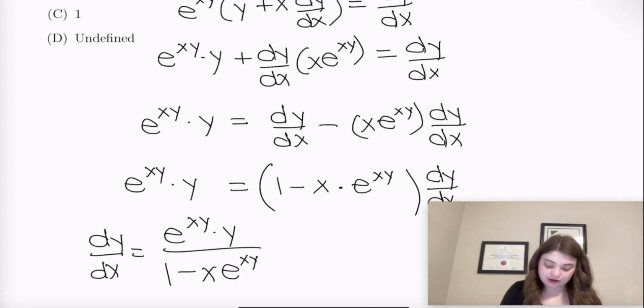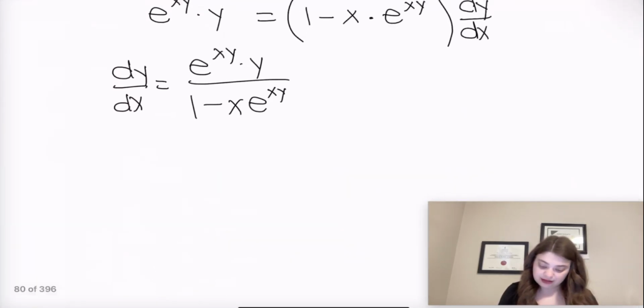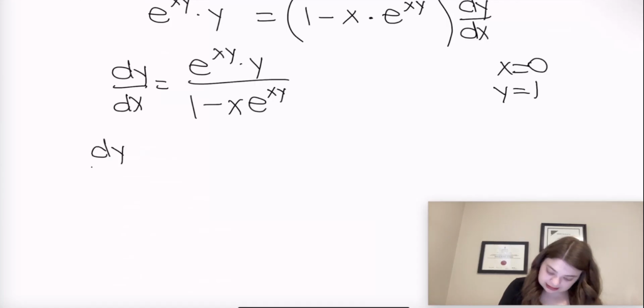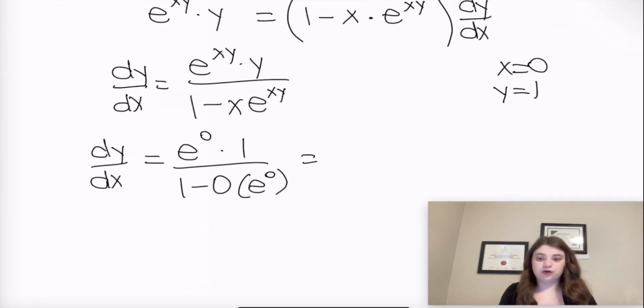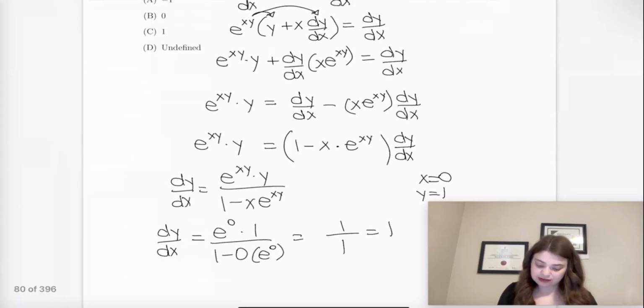And then we need to substitute in our values of 0 and 1 now that we have it. So 0 for x and 1 for y. So then we're going to end up with e to the power of 0 times 1 over 1 minus 0 times e to the power of 0. So then we're going to have, well, e to the power 0, that's just 1. 1 times 1, also just 1. So I'm going to put 1 there. And then how about over here, we have 1 minus 0 times e to the power 0. Well, 0 times anything is just 0. So it's just going to be 1 minus 0, which is also 1. So the final answer is 1. And so that's what I'm going to select here.